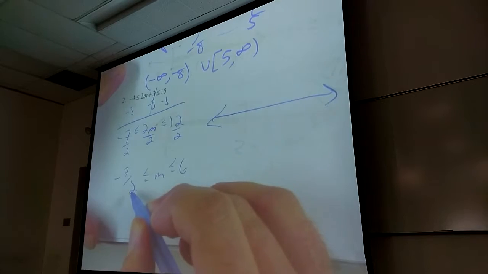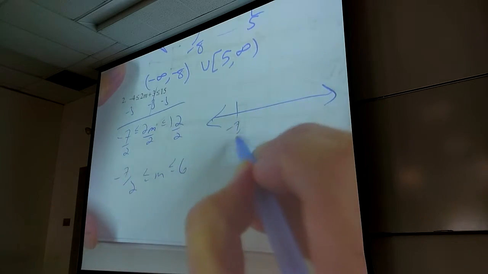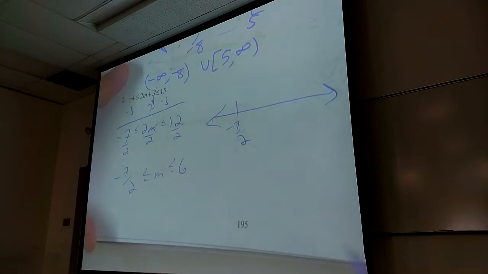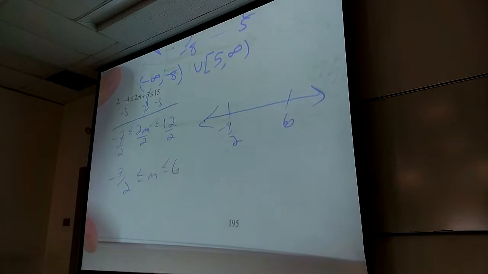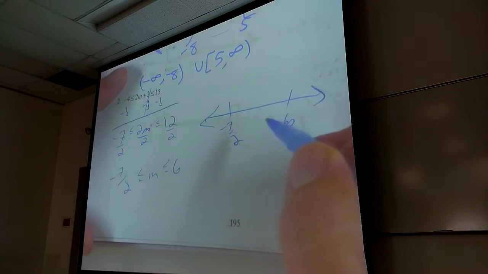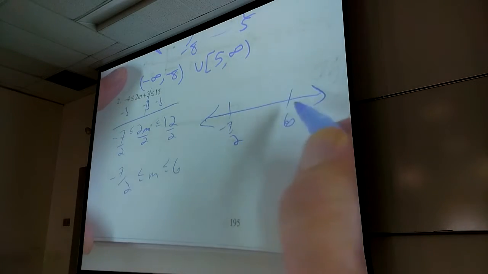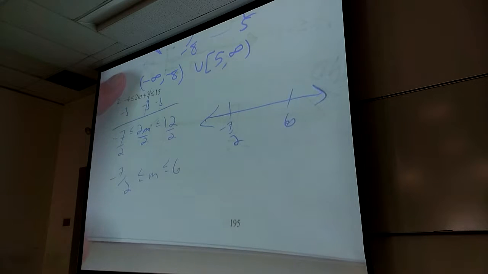Who cares that it's a fraction? Watch. I put negative 7 halves there. Put 6 over there. I'm going to trust that you know how to count, and that you know where negative 7 halves would be if I made you put all the tick marks. So forget all the tick marks. What I'm more interested in is what symbols do you put on those? And where do you shade?